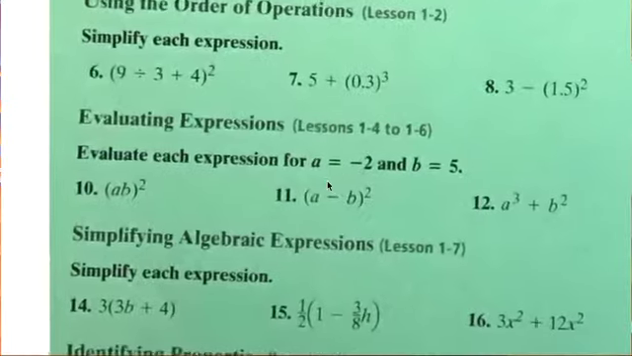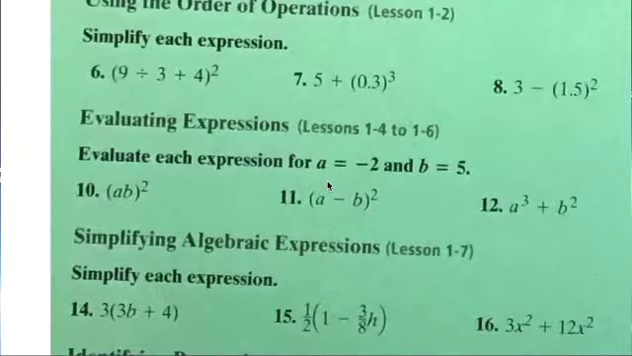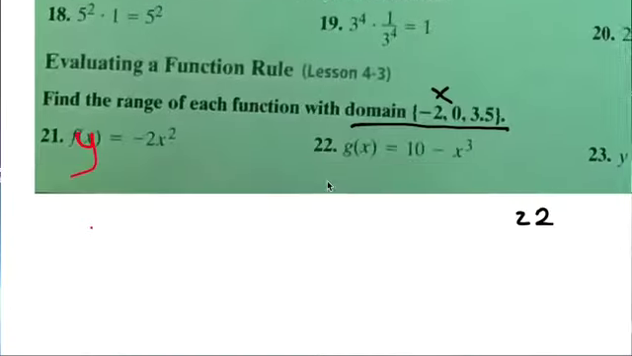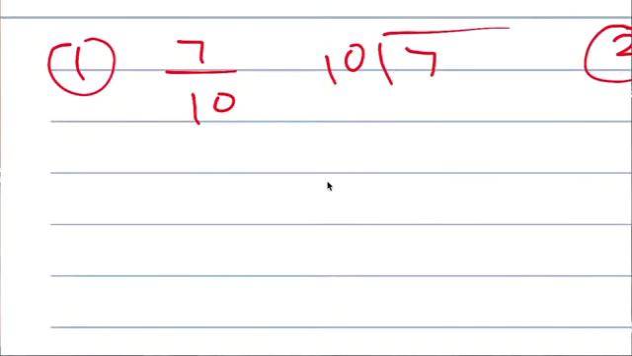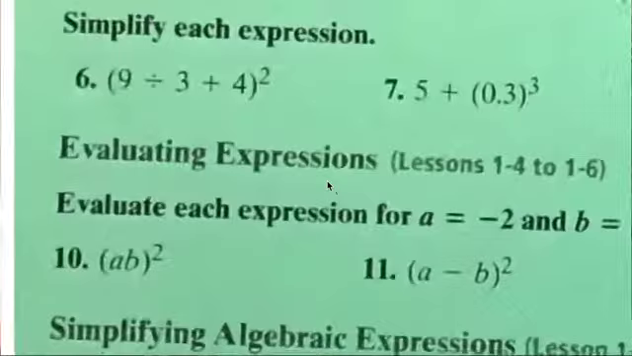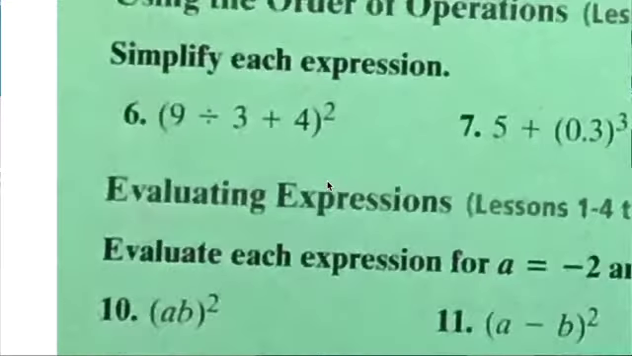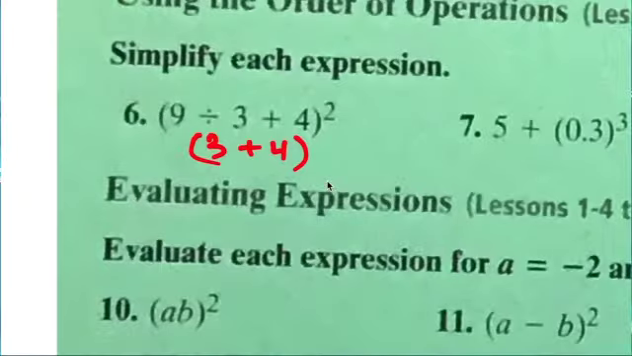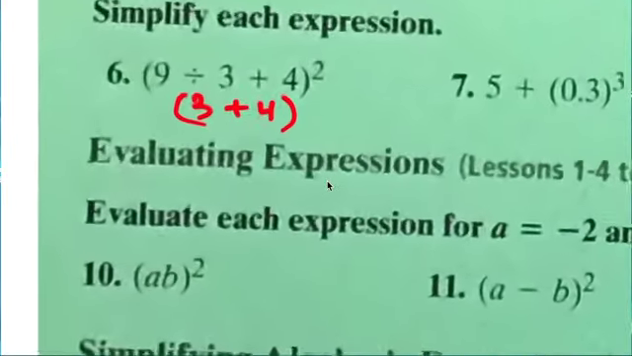Okay, order of operations. I shouldn't need to do this, you guys, really. Okay, but number 6, I'll tell you what to do, and then I need to see the work. You always do parentheses first, and inside the parentheses, in this case, you always divide before you multiply. So divide these two to get 3, add the 4, get 7, and then 7 squared is 49, right? The answer is 49.